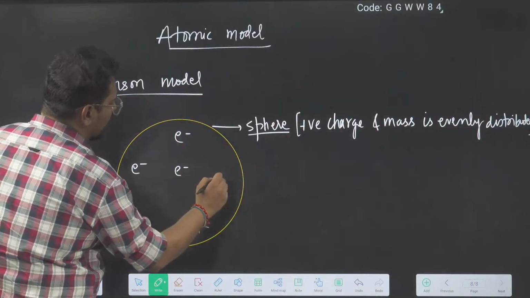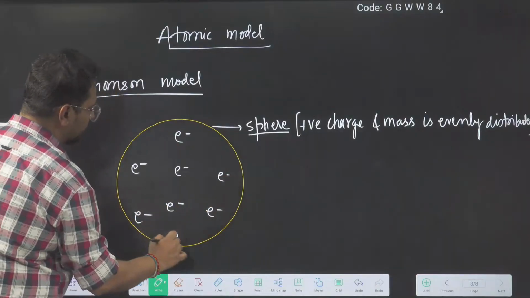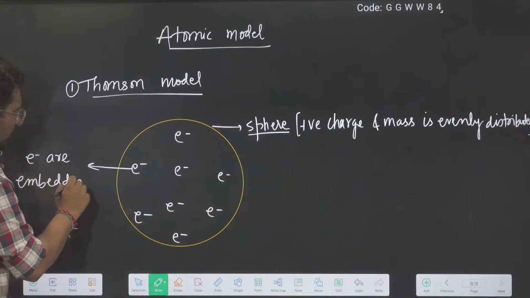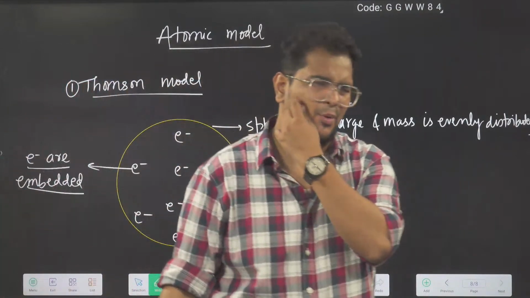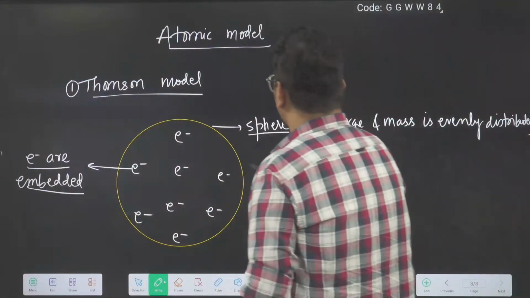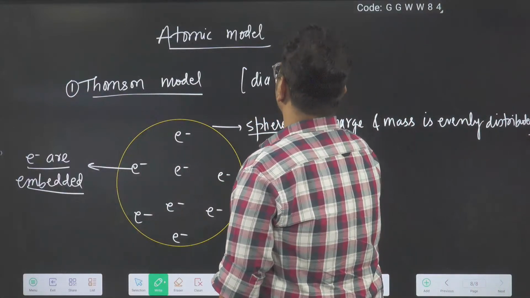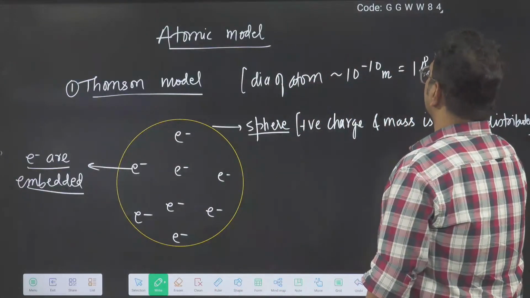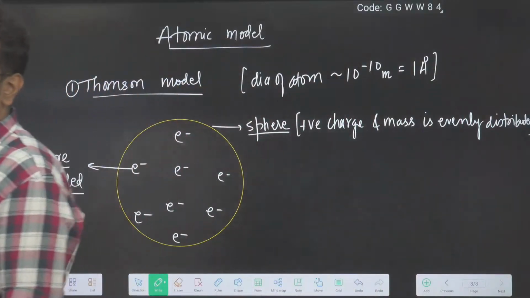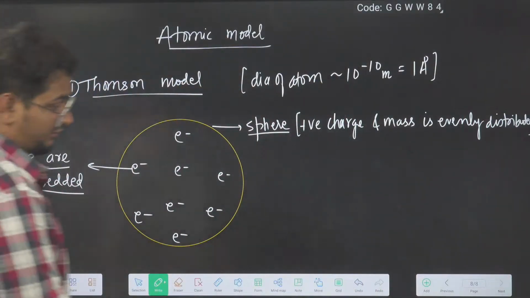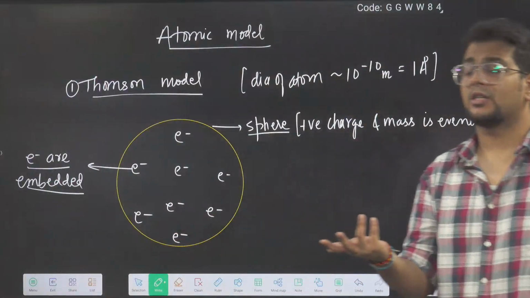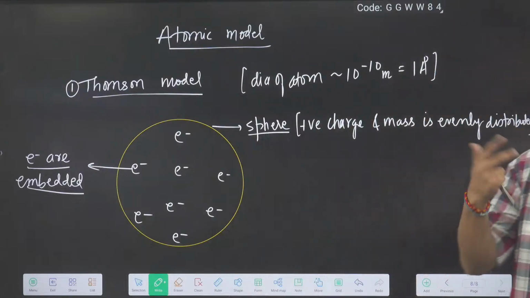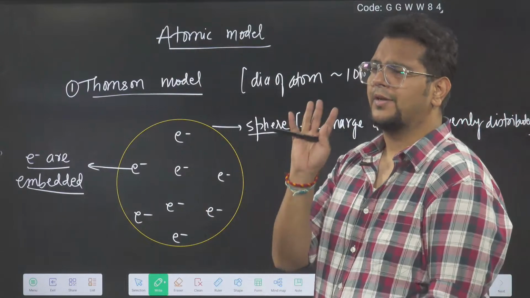Electrons, which are negatively charged particles, are embedded inside this solid sphere. So this was Thomson's model. He said the atom is round. He also said one more thing: that the diameter of the atom is of the order 10 to the power minus 10 meter, that is 1 angstrom. According to Thomson, the diameter of the atom was in the order of 1 angstrom, which interestingly was the same thing Rutherford also found. Rutherford found that the diameter of the atom is of the order of angstrom, maybe 1 angstrom, 2 angstrom, but order of angstrom.